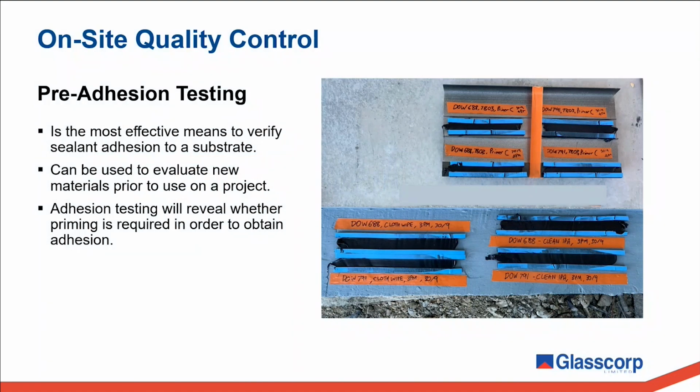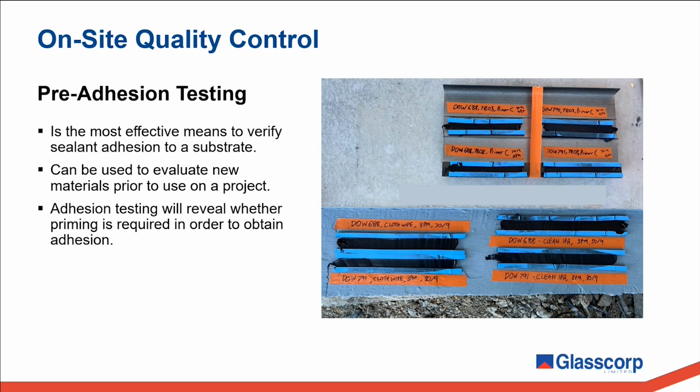The peel adhesion test is the most effective way to confirm whether adhesion can be achieved to a particular substrate. We often refer to testing that's done at the start of a project or before a project starts as pre-adhesion testing. This is something that we always recommend as good practice.